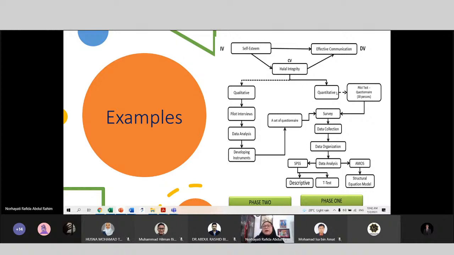So now quantitative refers to the survey, data collection. I have another one, data organization. In social science, data organization actually exists.